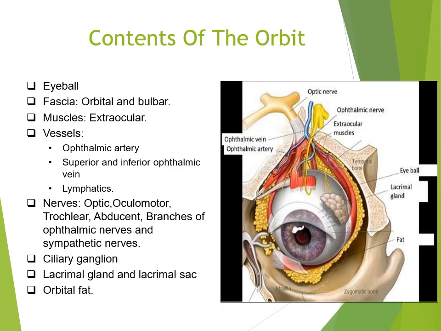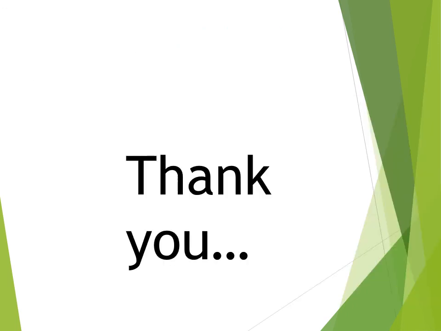So the contents of the orbit: all the contents from the eyeball to muscles, vessels, nerves, ganglia, glands, and fat, everything is accommodated in the orbit. So, students, this is about the anatomy of the orbit. In the next class, we'll start studying the different pathological conditions which arise in the orbit. Please go through the details of this. Thank you very much.